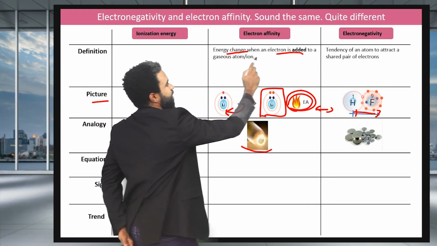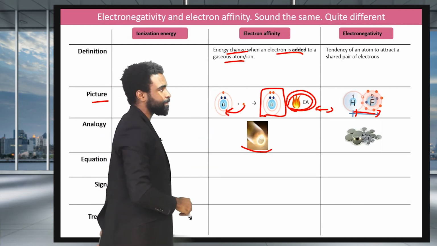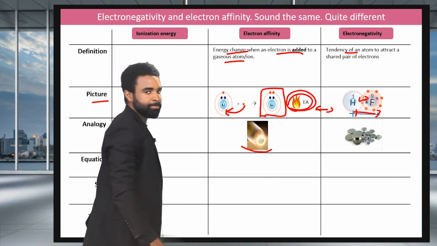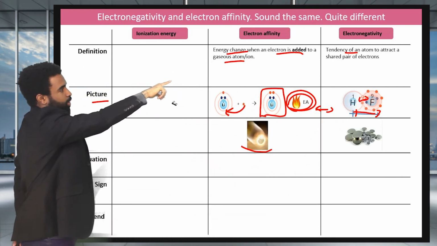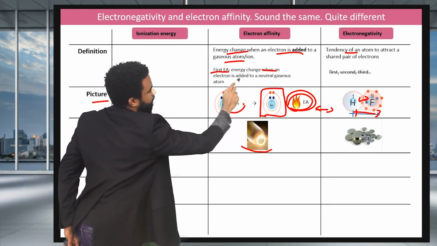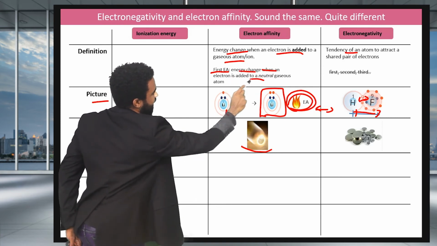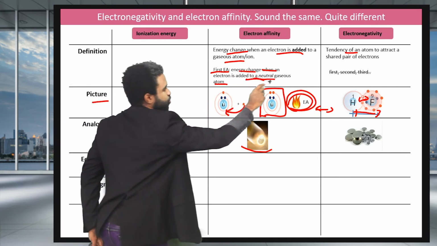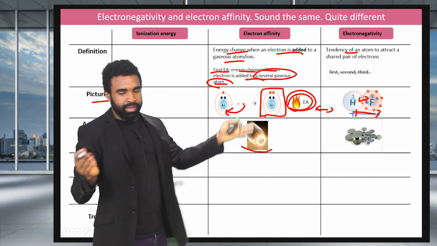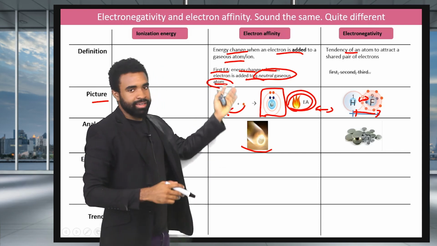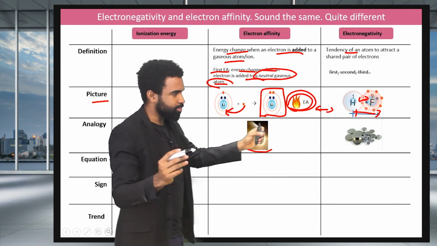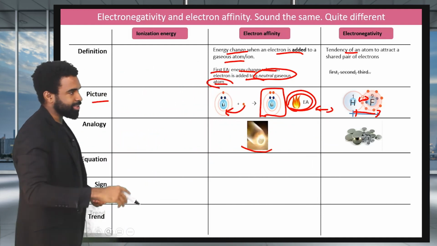In terms of definitions, we've gone over this definition many times. It's the energy change when an electron is added to a gaseous atom or ion, whereas that is the tendency to pull a shared pair of electrons. For EA, we had the first EA, which is the energy change when an electron is added to a neutral gaseous atom. So a neutral gaseous atom, which means we're still adding the first electron. So first EA is energy for the addition of the first electron. The second EA is the second electron, and so on. For these, we don't have first, second, third, right? Because there's no electron addition or removal.